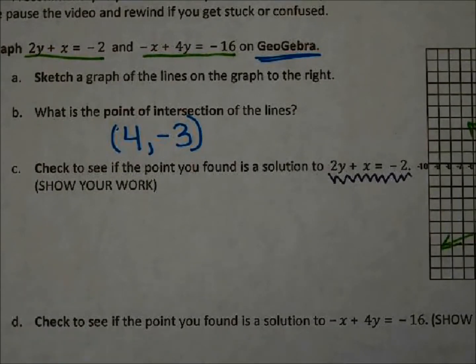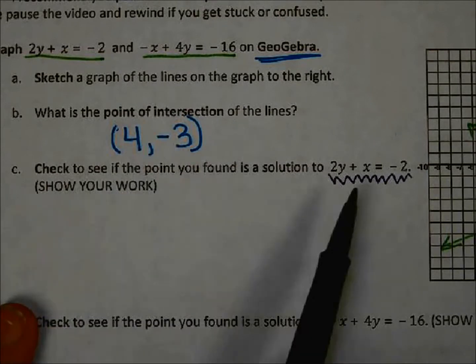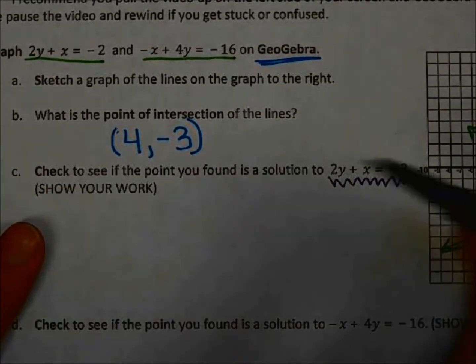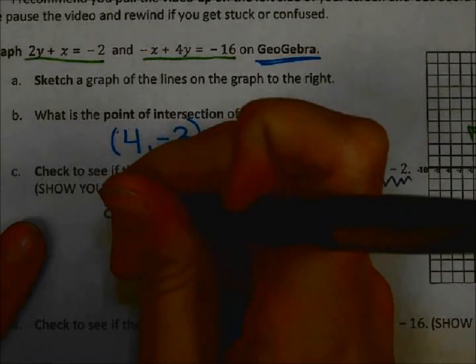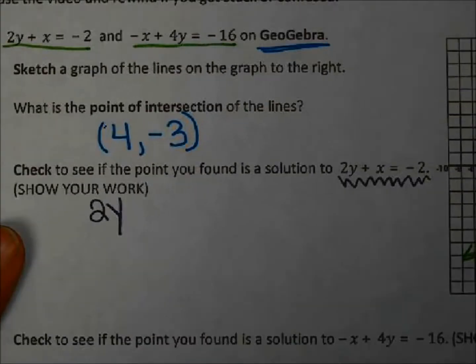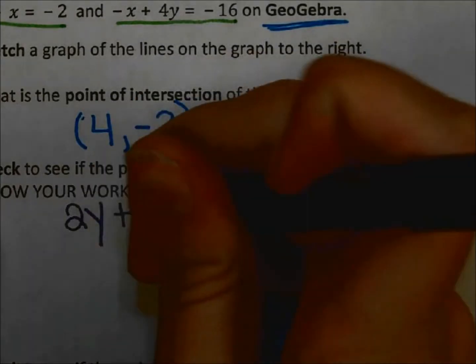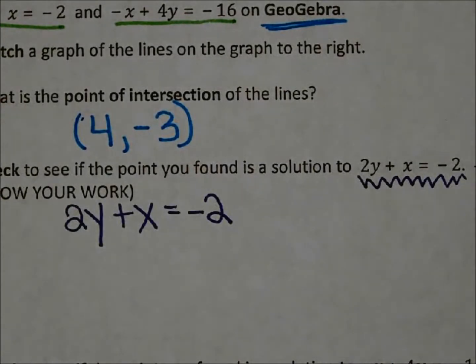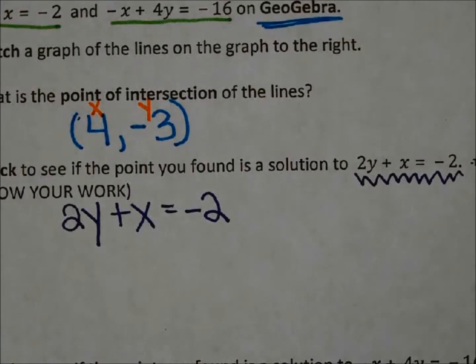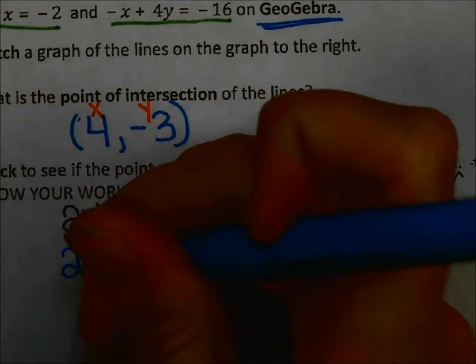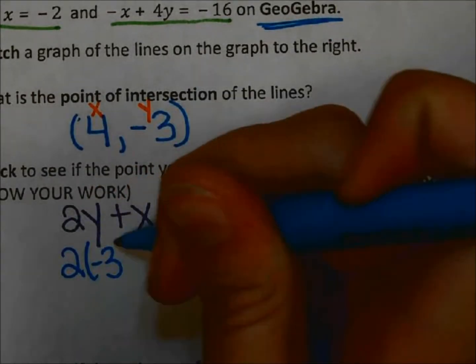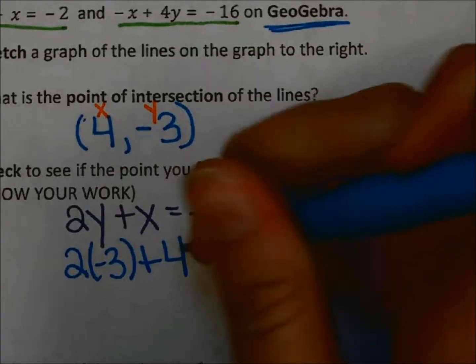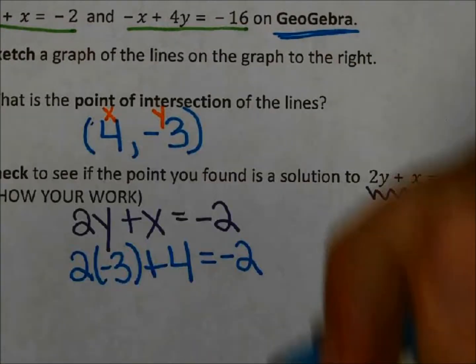This is something we have done before. We have determined if a point is a solution. So the way we do this is we start, and we're just going to copy 2y plus x equals -2. I'll zoom in a little bit for you. Now we're going to plug in our x and our y to this equation. So we get 2 times y, which is -3, plus x, which is 4, and that's -2.